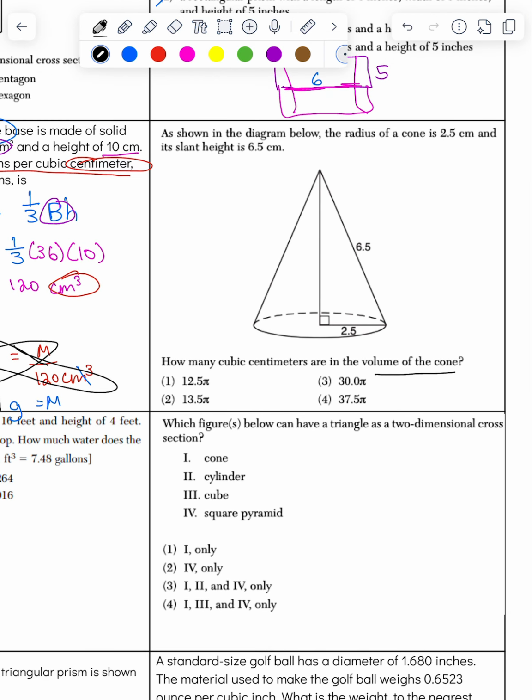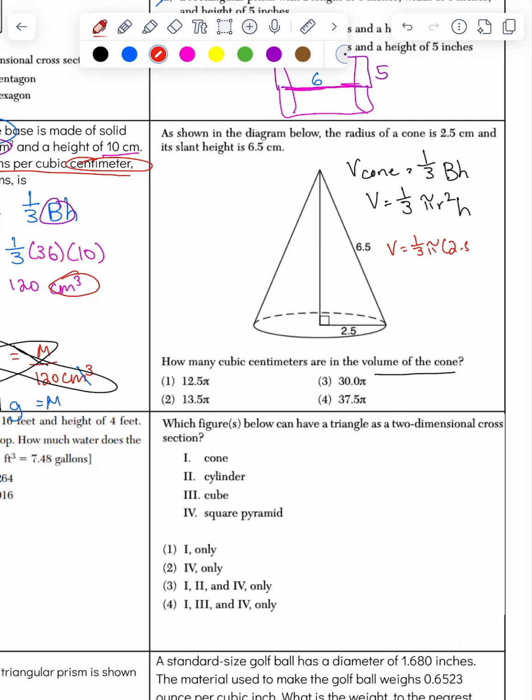In this question, we need to find the volume of the cone. So volume of a cone is 1/3 capital B times H. And since a cone does have a circular base, the capital B would be the area of a circle, which is pi r squared, times the height from the original volume formula. So now I'm going to plug in what we know.